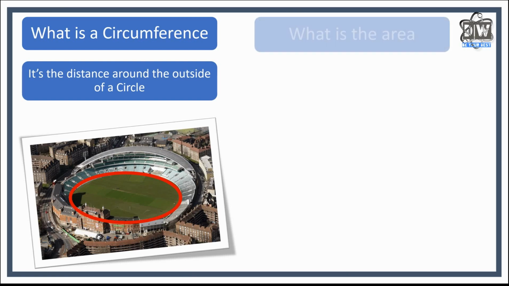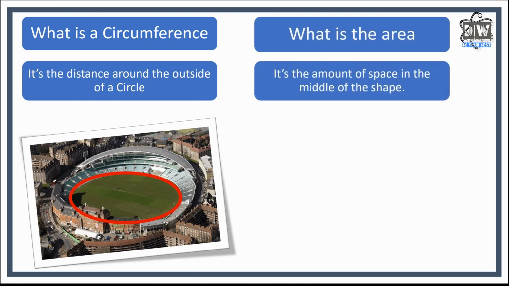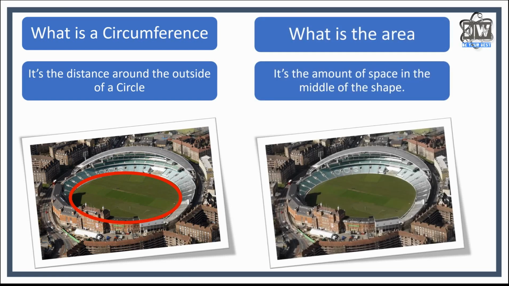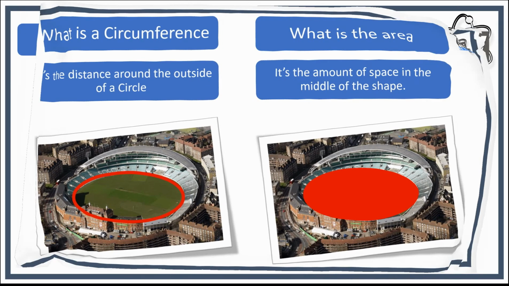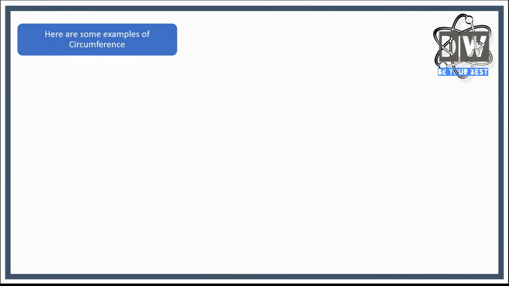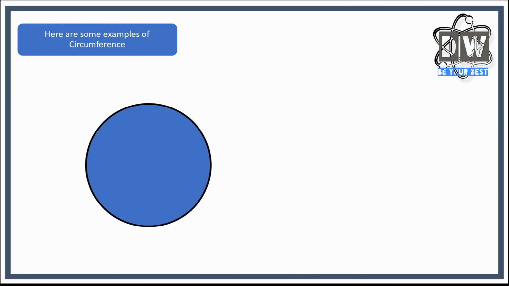The area. What's the area? It's the amount of space in the middle of the shape. So here we go, we've got the shape again. We've got that nice circular shape, or on this occasion it's oval, but it'll have to do. And it's the space in the middle there, that bit that's shaded in, that is our area. Okay. So here are some examples of circumference.